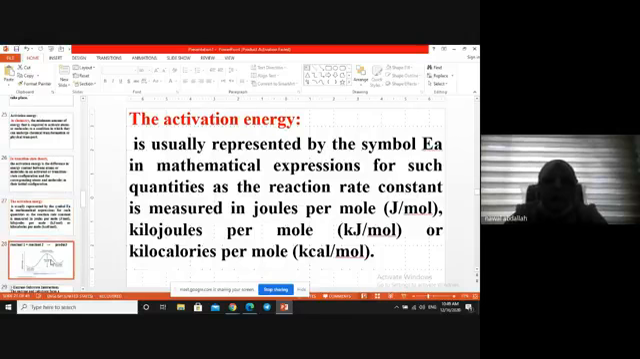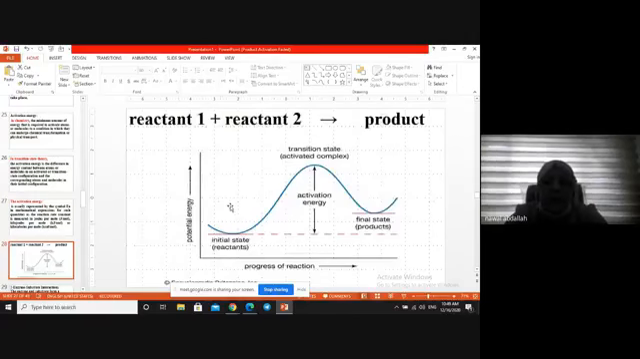In this figure, the activation energy can be lowered with two reactants, reactant 1 and reactant 2. When there are two reactants, they react with each other by reducing the activation energy to produce a product.